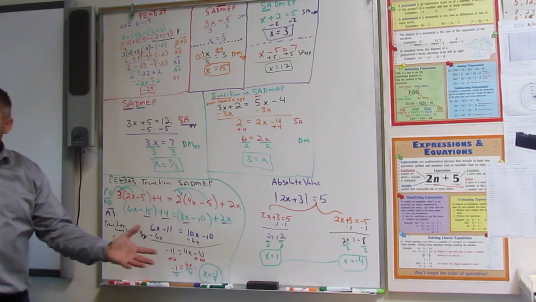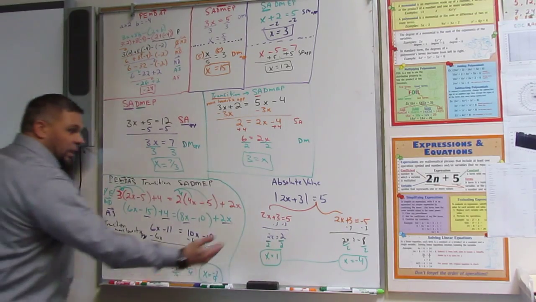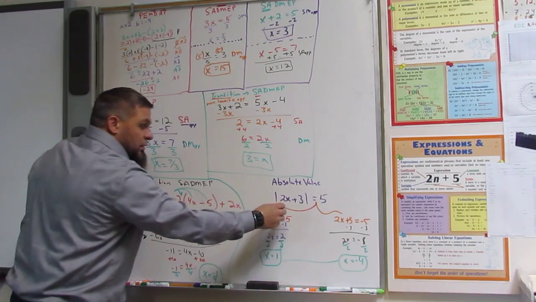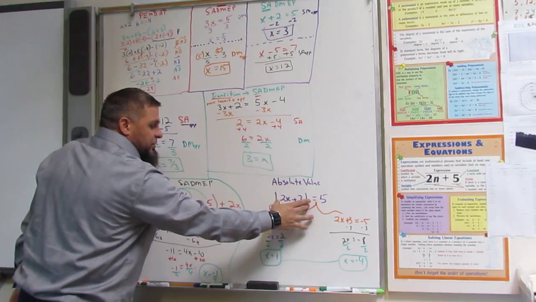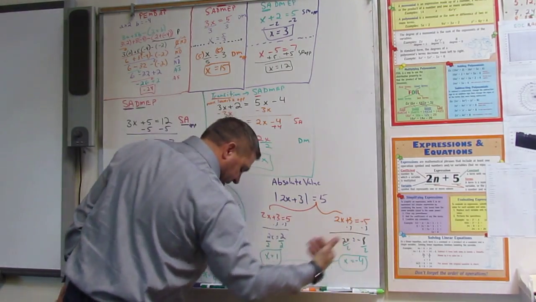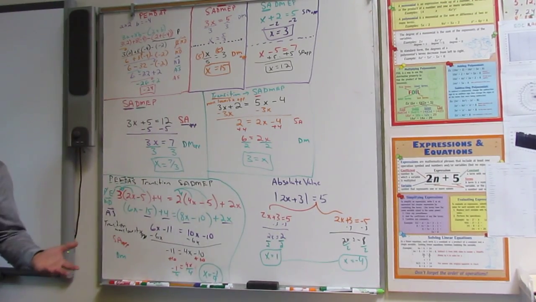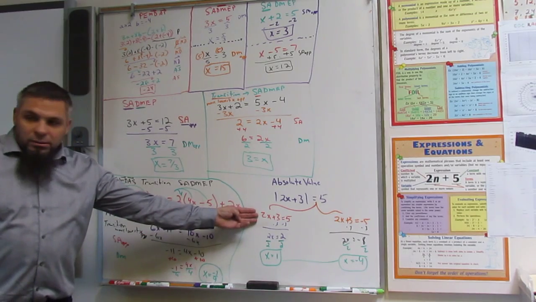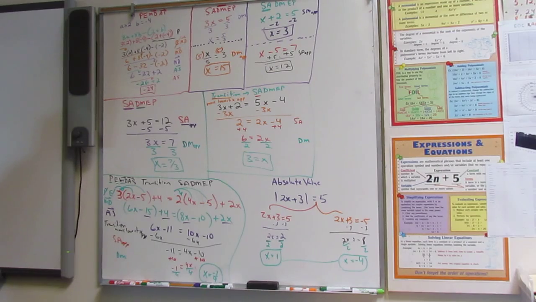And then you're done. Lastly, we have the absolute value. Here it is. 2x plus 3 is the absolute value, so we have to do that as equal to 5, and we also have to have it equal to the negative 5. Okay? And then we just do the basic SADMEP. Subtract or add, depending on what it needs. Multiply, divide, depending on what it needs. And then do the same thing to the other problem.